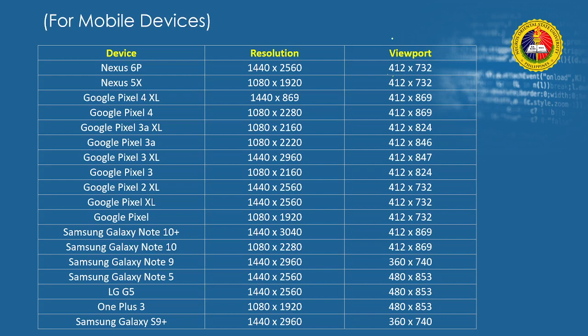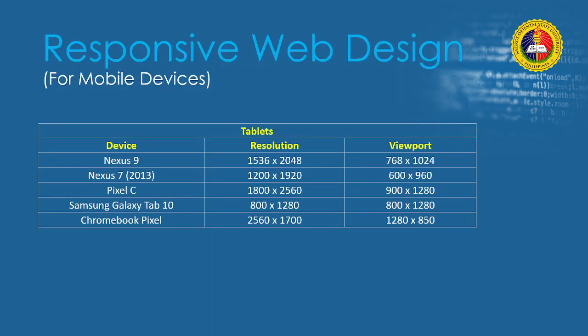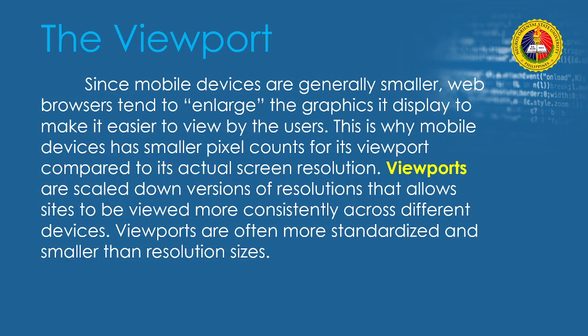So what exactly are viewports? You will have to take note of this because this is how our website is going to look whenever we're going to design it for our device. So the viewport. Since mobile devices are generally smaller compared to laptops or computers, web browsers tend to enlarge the graphics they display to make it easier for users to view. This is why mobile devices have smaller pixel counts for their viewport compared to the actual screen resolution.